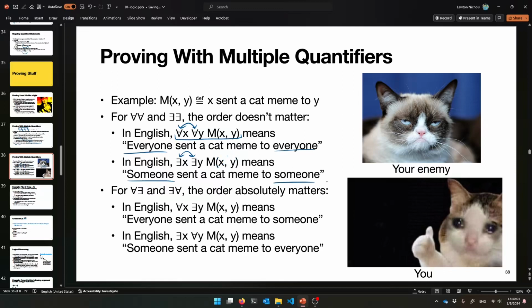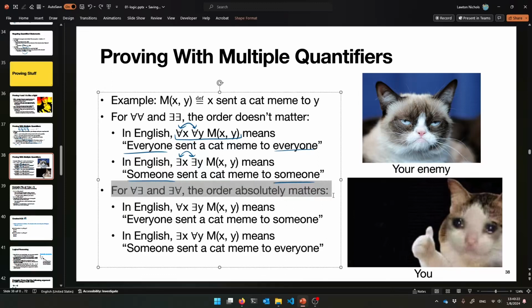Could have been the same person. We have no guarantee. There's just some x and some y such that this is true about them. All right. It doesn't matter in which order you pick the sender and the receiver. It's just the way it happens. Does that make sense? So you could have flip-flopped those: there exists a y, there exists an x, such that m of x, y is true. So that is that one. And then these guys, the order really, really matters because if you flip-flop them, it means something completely different. All right, let me show you that.